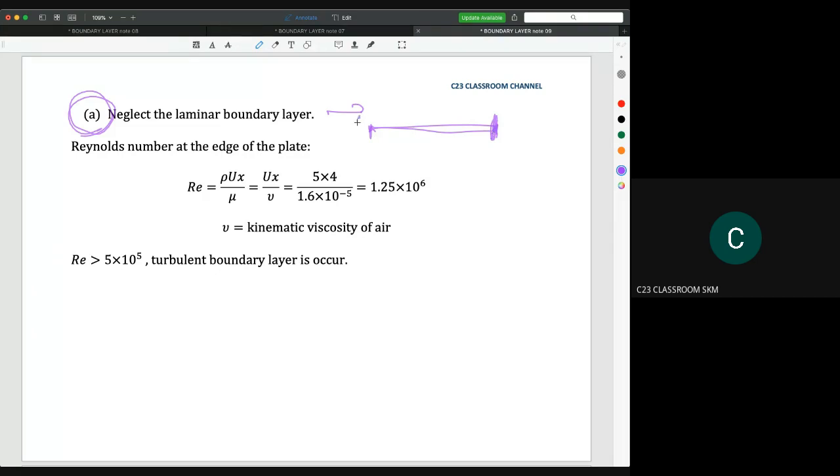So we substitute the value. Please remember we can calculate the Reynolds number whether you are using kinematic viscosity or dynamic viscosity. So we substitute the value and then we get 1.25 times 10 to the power of 6. And then we found that 1.25 times 10 to the power of 6 is larger compared to 5 times 10 to the power of 5, which is the boundary between laminar and turbulent. So now it is confirmed that at the end here it is in the turbulent boundary layer.